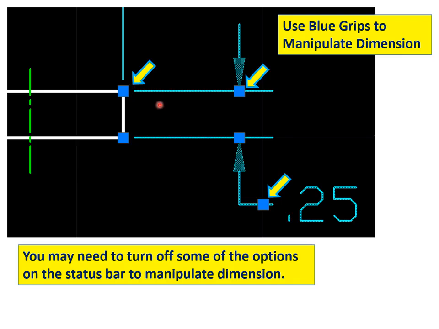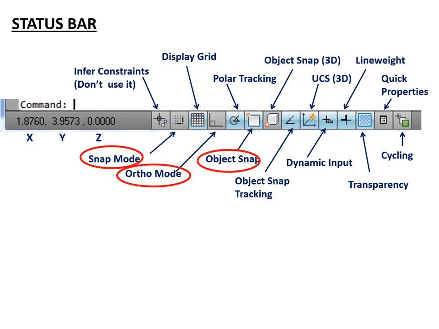And anytime you create a dimension, for example, you want to give this vertical dimension, make sure to click on the endpoints or the vertices, and it'll automatically generate these gaps. Okay, so you want a gap between the extension line of the dimension and the object line. Next slide.